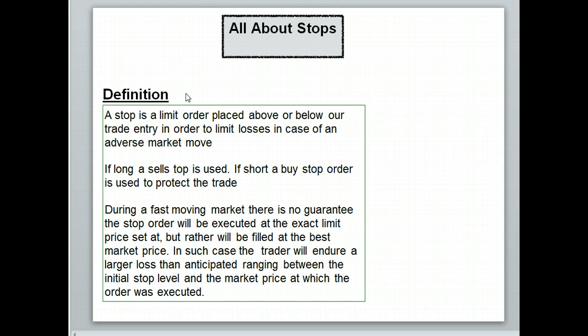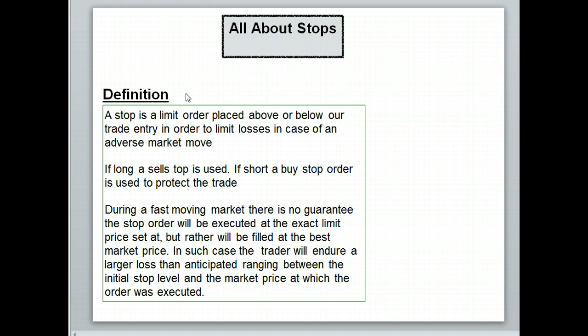So let's look at the definition of what a stop loss is. A stop loss is a limit order that you place above or below your trade entry in order to limit your losses in case of an adverse market move. That means, let's say you buy something at 10, you put a stop loss at 8. In case you're wrong and the market drops by 2 points and hits that 8, you are out of that trade and you limit your losses to 2 points.